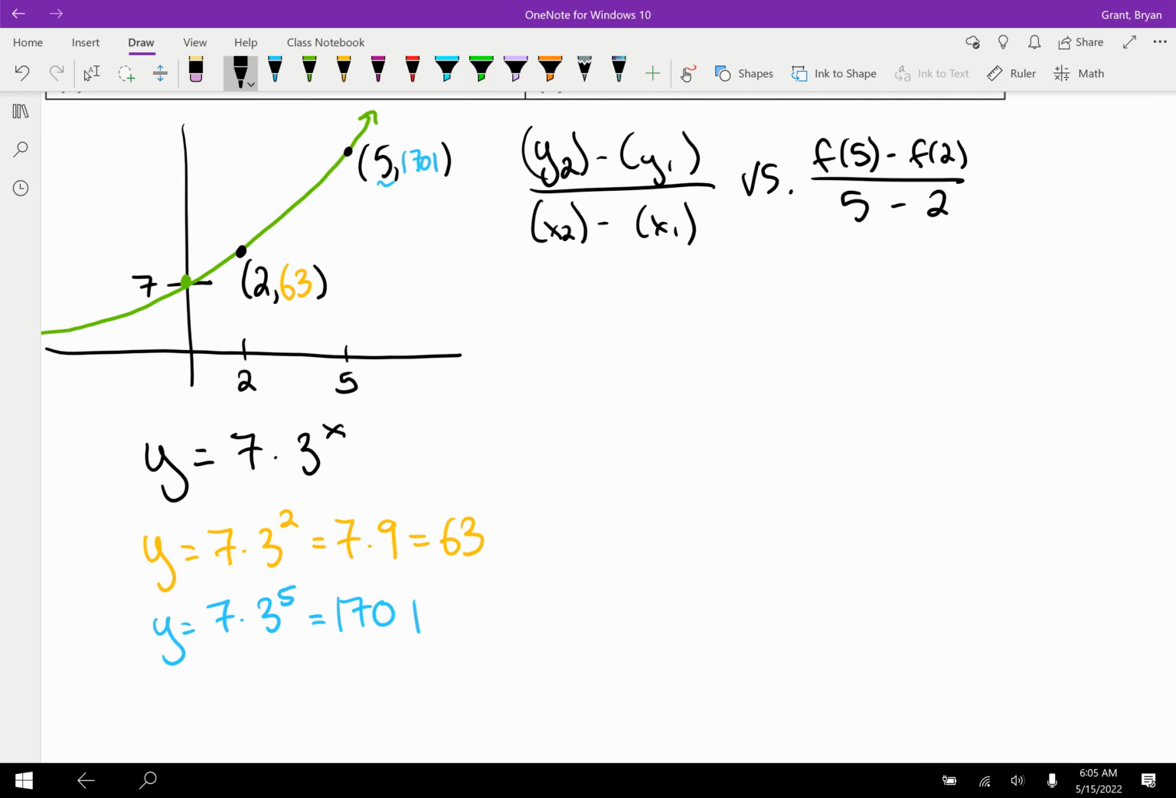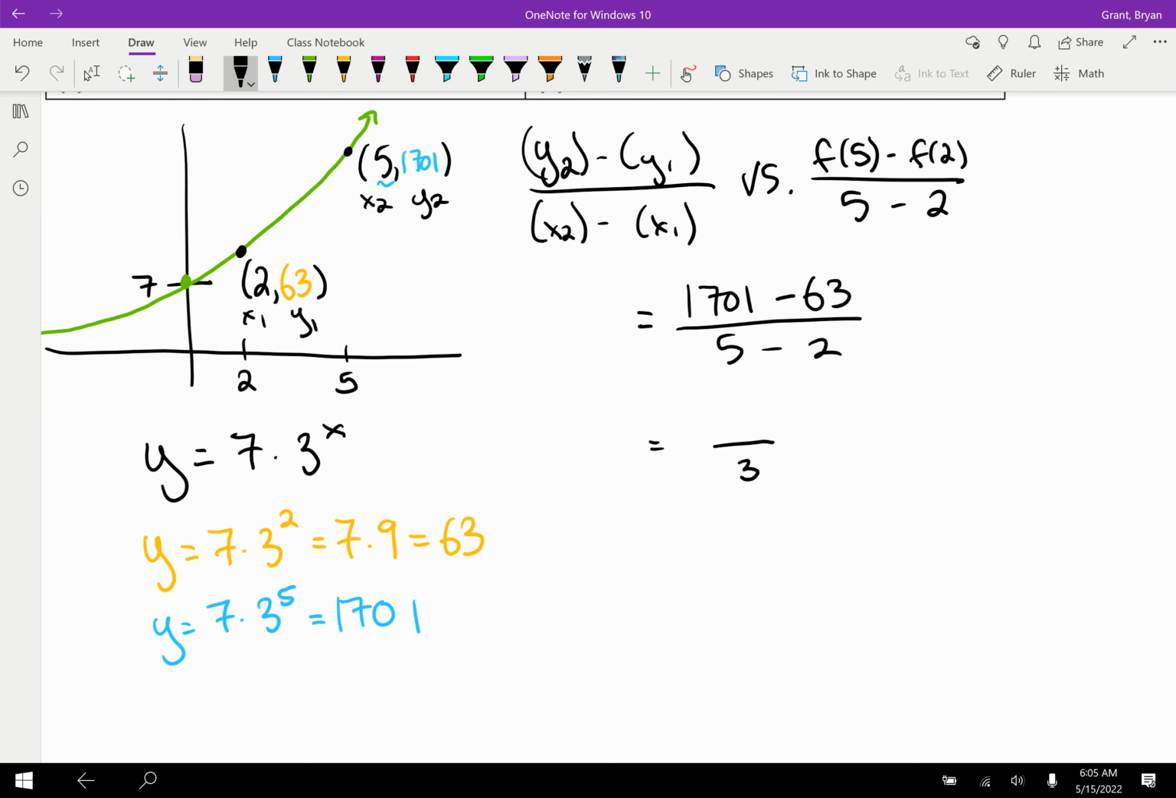Our slope formula is going to give us, well, what do we want to use for y2, y1? We put the 5 first, so let's go ahead and use this for y2, x2, y1, x1. And remember, the order doesn't matter. Just whatever you pick for y1, x1 is its partner. Same thing for y2. So 1701 is my y2. My y1 is 63 divided by 5 minus 2.